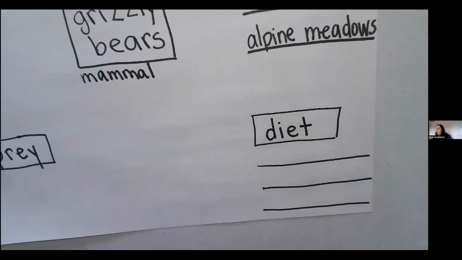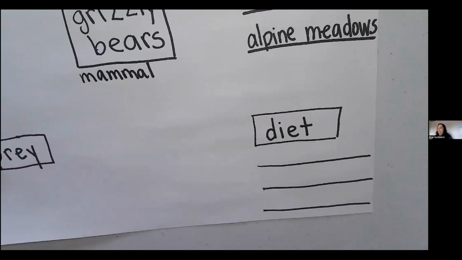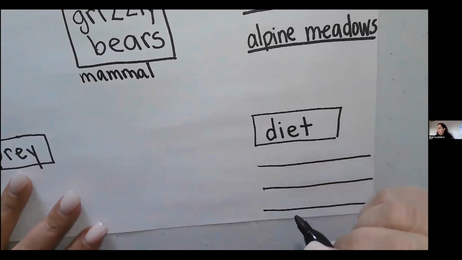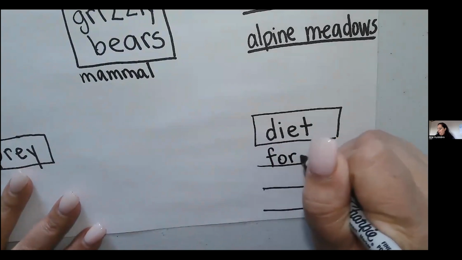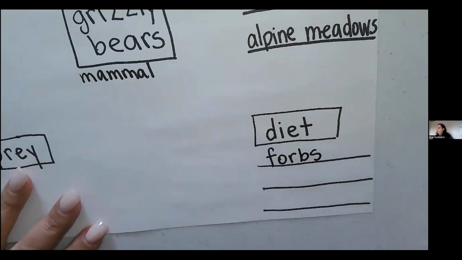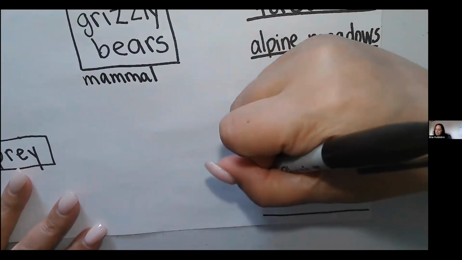Perfect. All right. So I've heard lots of great things. Maybe you said berries, maybe you said fish. So there's all kinds of things that I discovered that grizzly bears eat. So the first word that I discovered was forbs. I had never heard that word before. Forbs. And forbs basically means flowering plants.